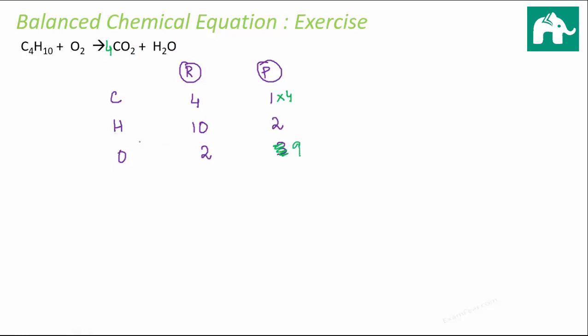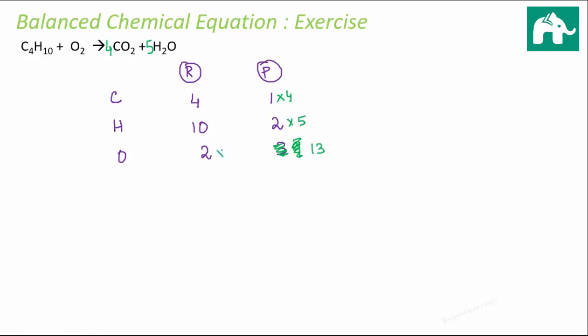Okay. So now let's try to balance hydrogen. In order to balance hydrogen, we need to multiply by 5 on the product side. So that means we need to multiply by 5 here. As a result, what happens again? The count of the oxygen atoms on the product side is altered. So now the oxygen atom count is 5 plus 8, that is 13. So this becomes 13. So now let's try to balance oxygen.